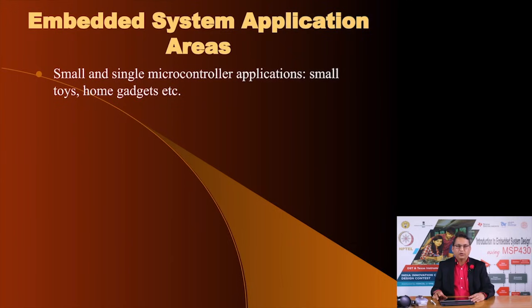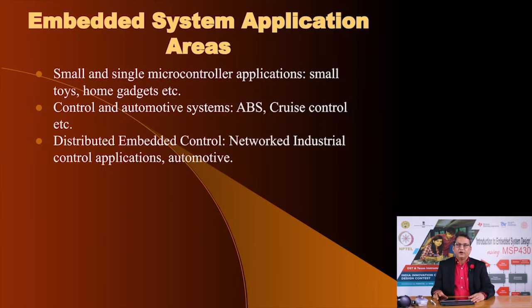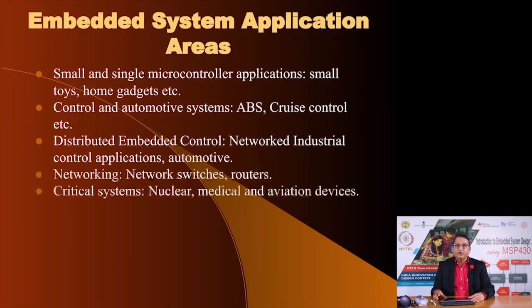Then we have control and automotive systems such as ABS, that is anti-lock braking system, and cruise control system in a car. For distributed and embedded control, another classification of embedded systems, you would have networked industrial equipment and automotive applications. Then you have networking classification, where all the network switches would fall in that category. You have critical systems, where the reliability of the system is very, very important, and in that category you would have nuclear power plants, the domain of aviation, and medical applications.